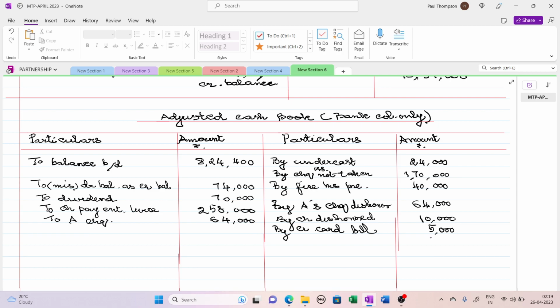Only timing differences and any error by bank we cannot correct it in our book. It is not our book, so we can't correct it. Next item, they say that a bank wrongly credited a check of 50,000. That I cannot touch it in my book. It is their mistake. They have to correct it in their book. That will appear in our BRS. Okay. So point number 10 will appear in our BRS.